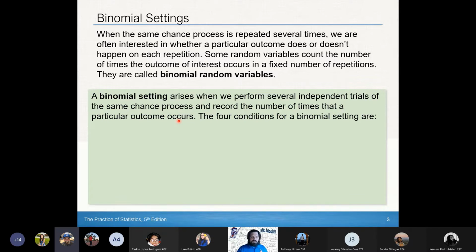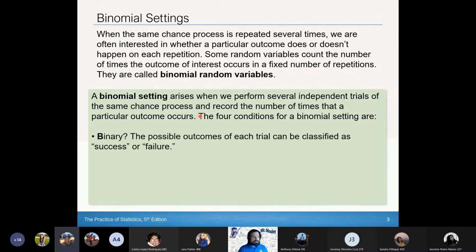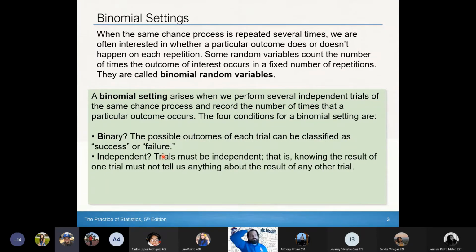The four conditions for a binomial setting are as follows. There are four special conditions. Number one, is it binary? The possible outcomes of each trial can be classified as a success or failure. There's only two options. It can be a success or a failure. Must be binary. Is it independent? Trials must be independent. That is, knowing the result of one trial must not tell us anything about the result of any other trial. This is the same definition of independence that we've seen previously. So it has to be binary, and it has to be independent.